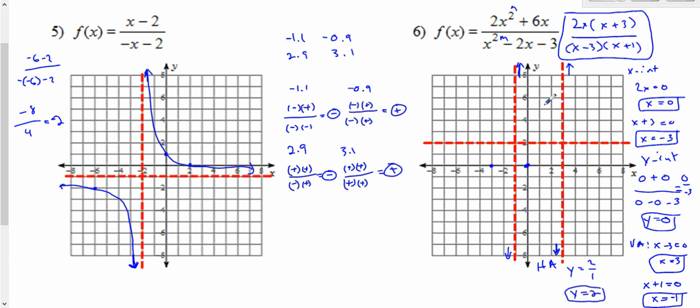Now for my left side, I have a point, so I'm good. I'm going to bring the line, my graph goes from the arrow, goes up through the point, and then curves and follows the y-asymptote.